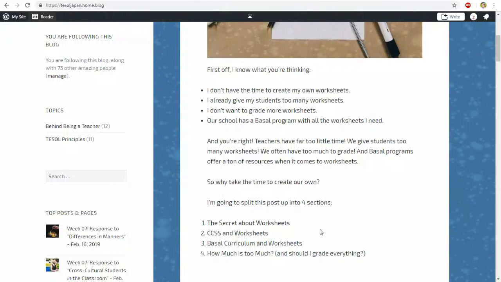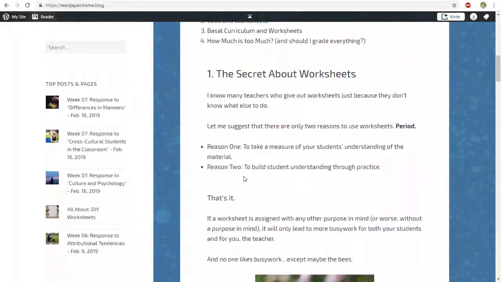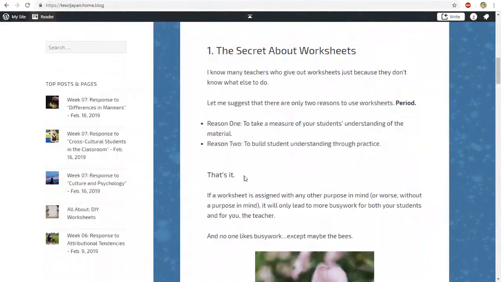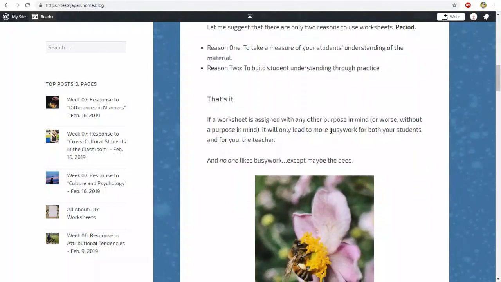So, I'm going to split this up into 4 sections. Ready? So, first, the secret about worksheets. Now, I know there are many teachers who give out worksheets just because they don't know what else to do, but there are only 2 reasons to use worksheets in the classroom. Reason 1, use a worksheet to take a measure of your students' understanding of the material. Reason 2, build student understanding through practice. That's it. Those 2 are the only reasons.